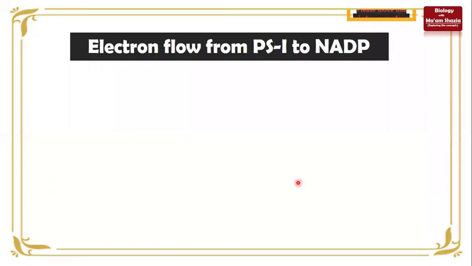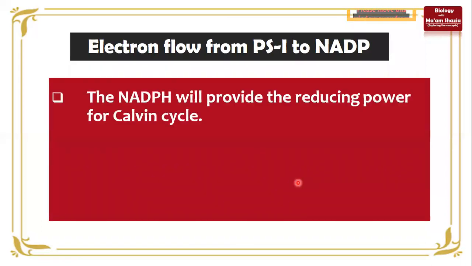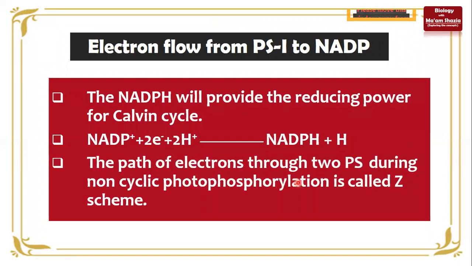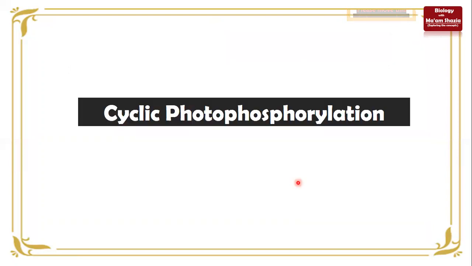So we are done with this diagram now. Electron flow from PS1 to NADP. The NADPH will provide the reducing power for the Calvin cycle. Electron flow from PS1 to NADP is actually how plants produce a highly energetic and energized compound, and this NADPH has the reducing power for the Calvin cycle. This is how it works. And the path of electrons through the two photosystems during non-cyclic photophosphorylation is called the Z scheme.